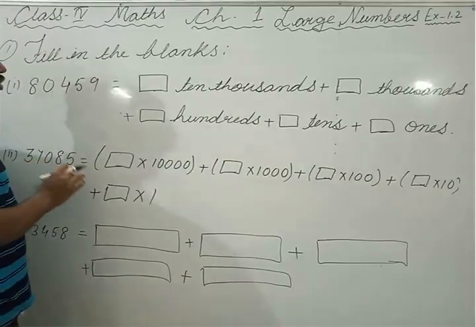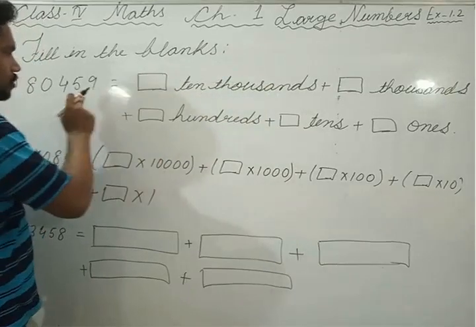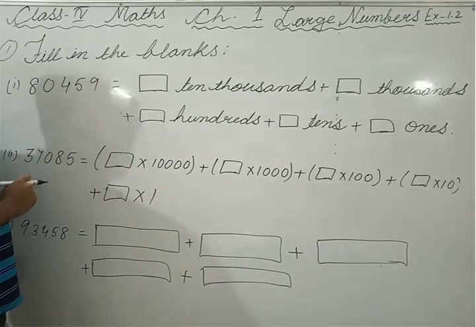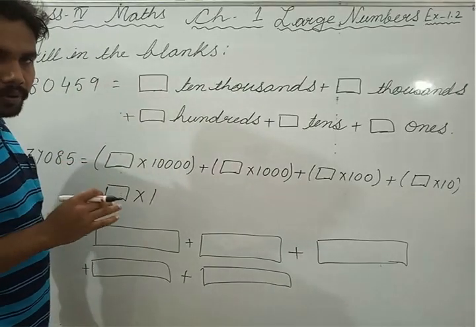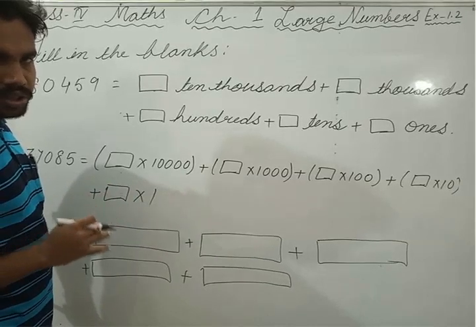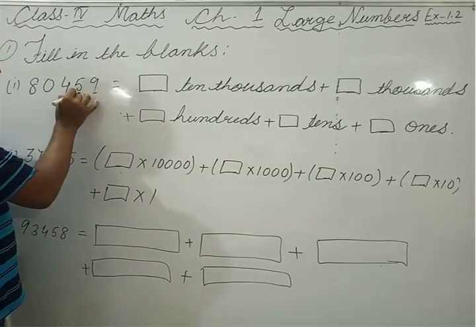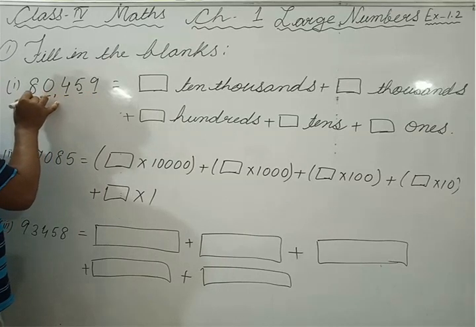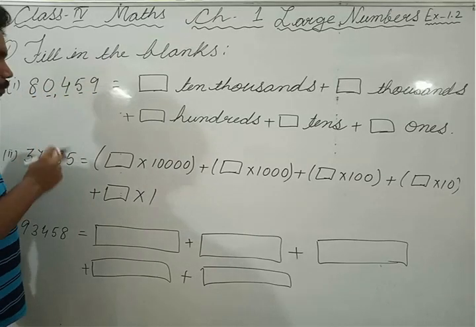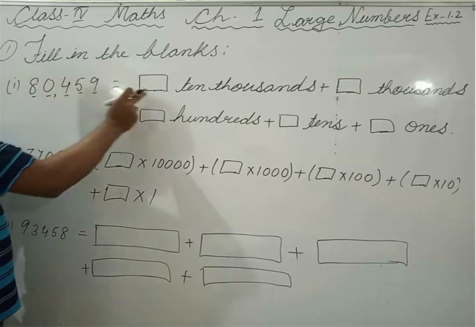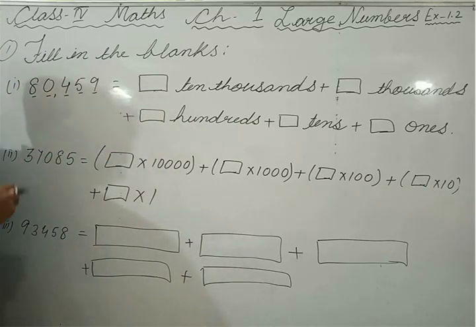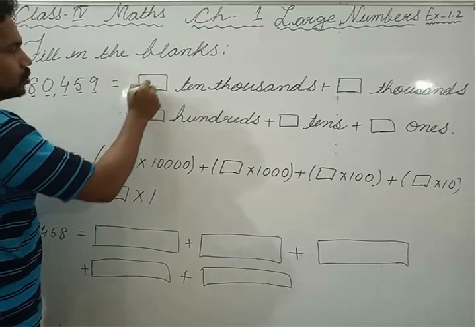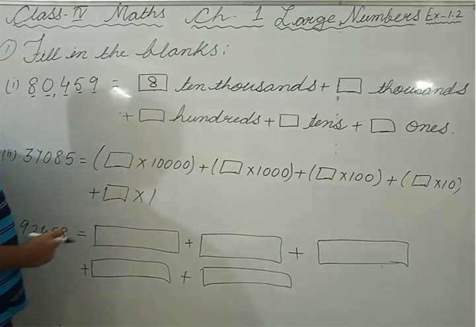So here you have to check how many 10,000s are here. As we have already learned about the place value chart: ones, tens, hundreds, thousands, 10,000s. So how many 10,000s are here in this number? 8. So here it will be 8 10,000s.